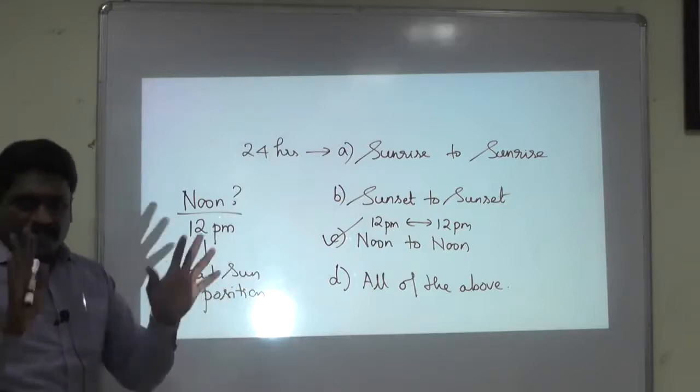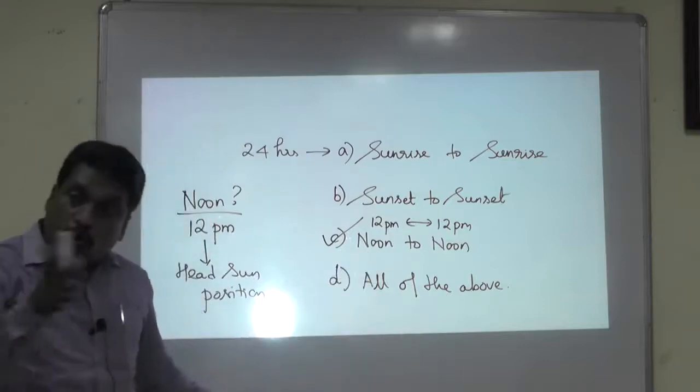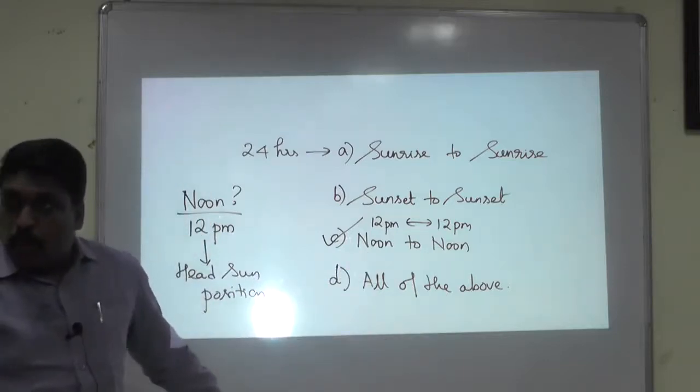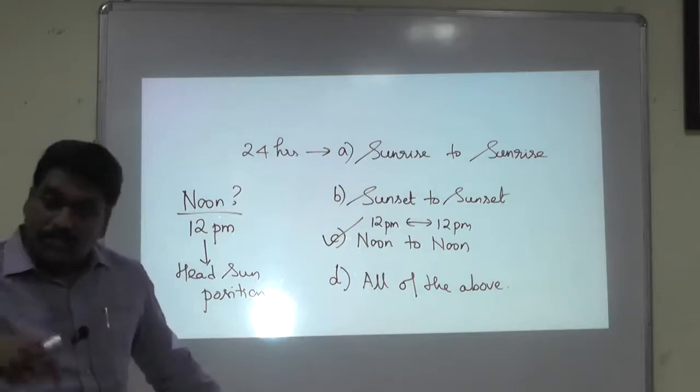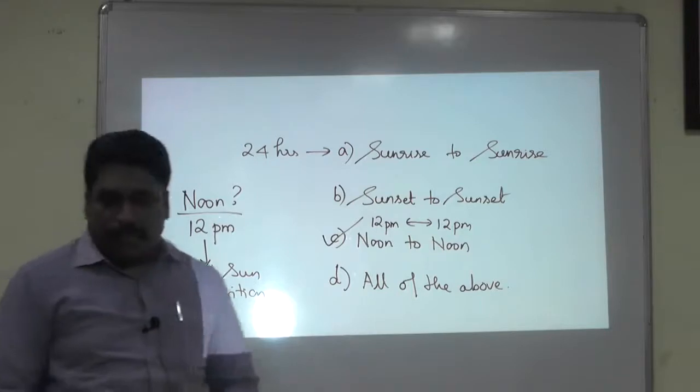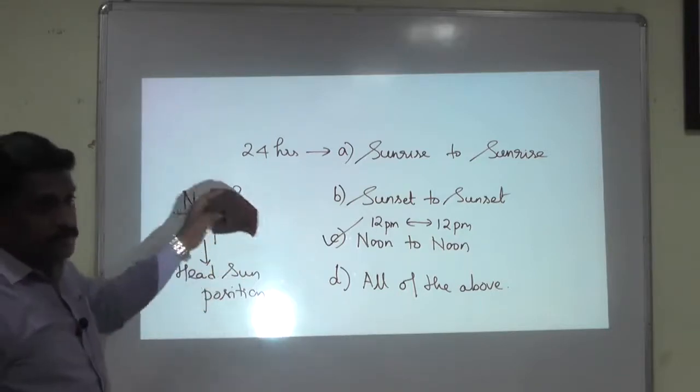The only thing is that now I have to understand what this noon to noon is. Why is this noon to noon not 360 degrees, but 361? That's what we have to understand, right?